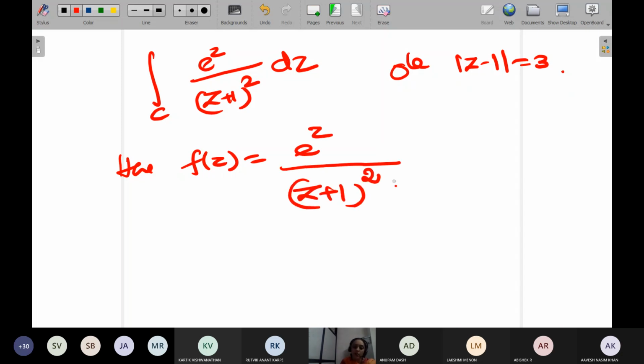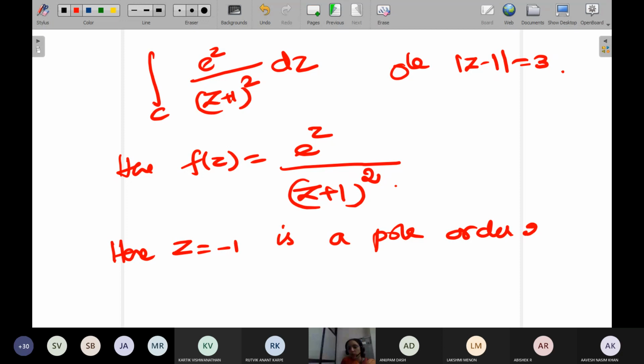Now, can anyone tell me what are the poles here? z is equal to -1. What is the order? Order 2, ma'am. Very good. z is equal to -1 is a pole of order 2. Now, what is our aim? Our aim is to evaluate using the Cauchy residue theorem. So to do that, we have to find the residues at its poles. So here we have only one pole, which is z equal to -1, a pole of order 2.